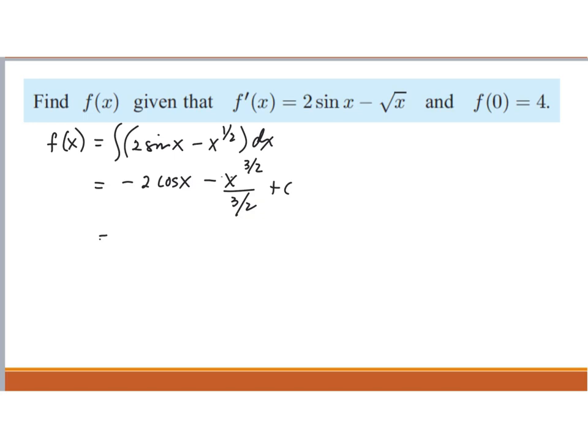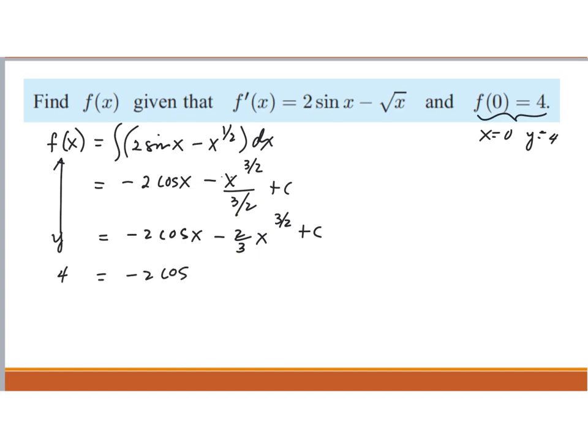And let's just clean this up a little bit. Negative 2 cos x minus 2/3 x to the 3 over 2 plus c. And this means that when x is equal to 0, y is equal to 4. And because this is just y, we will have 4 is equal to negative 2 cos 0 minus 2/3 times 0 to the 3 over 2 plus c.